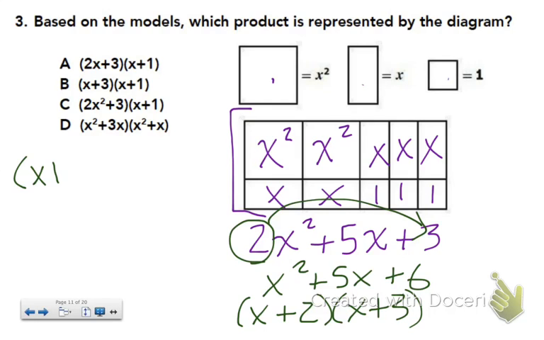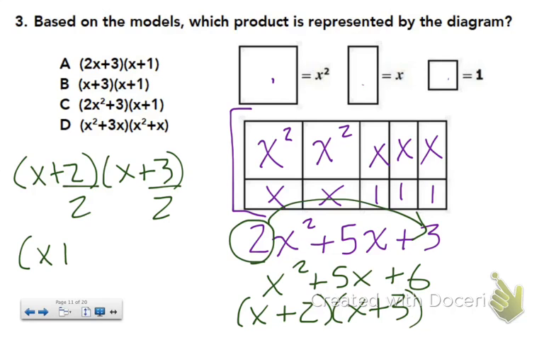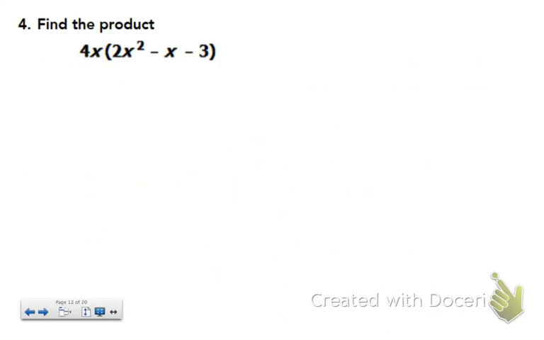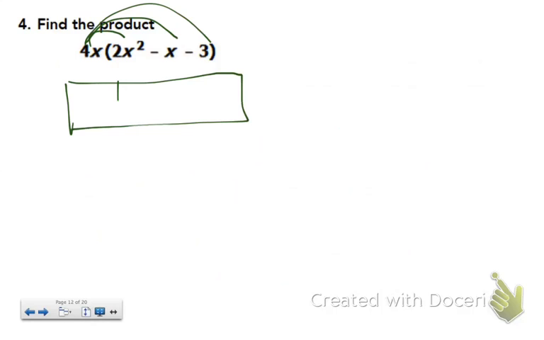And then because I moved the 2 in the beginning, I'm going to divide by 2. So I get x plus 1, 2x plus 3. So then I know it has to be A. For number 4, find the product. So remember, that means you're multiplying. So you could either just think of it as distribution, or you could have made yourself a chart.